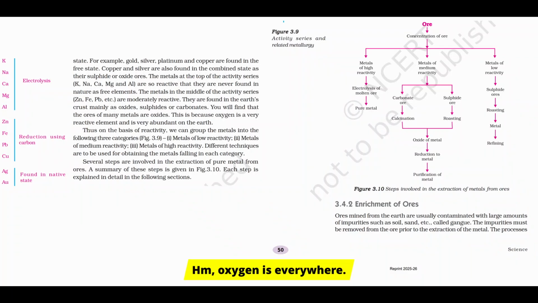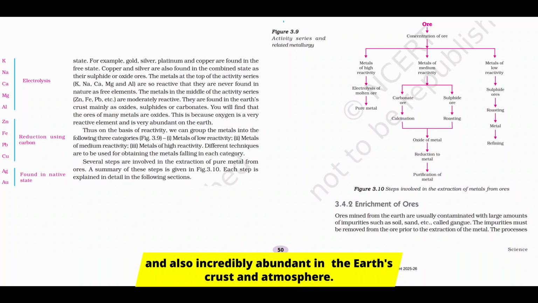Oxygen is everywhere. In the air. Exactly. Oxygen is a very reactive element and also incredibly abundant in the Earth's crust and atmosphere. It readily combines with many metals over geological timescales, forming stable oxide ores.